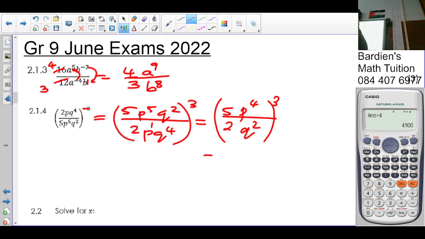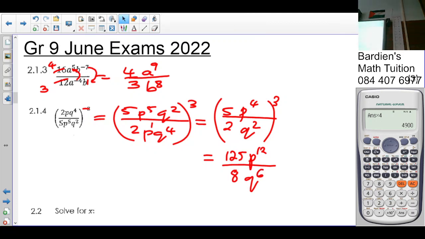5 cubed is 125. p: 3 times 4 is 12. 2 cubed is 8. q: 2 times 3 is 6.